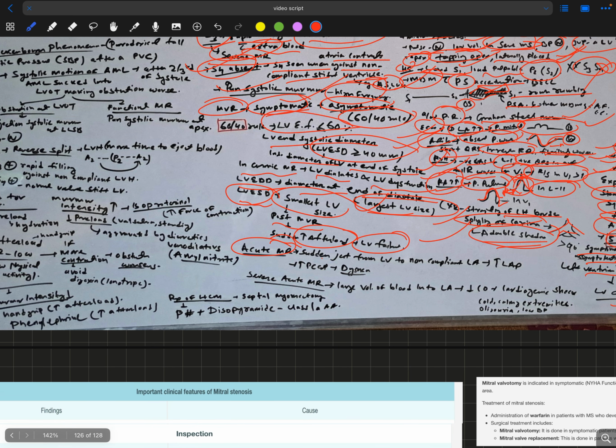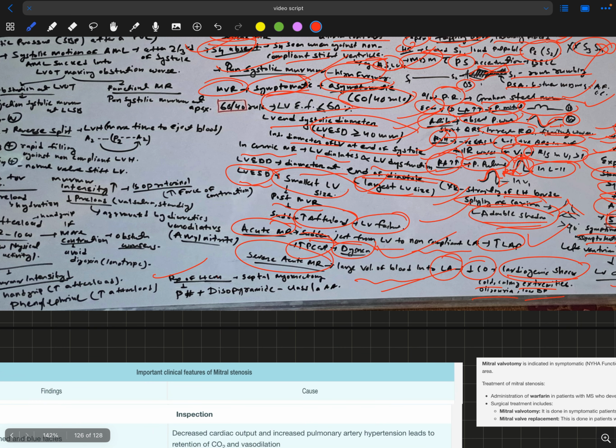In case of acute MR, there is a sudden jet from the LV into a non-compliant LA, which leads to an increase in LAP and pulmonary capillary pressure, which leads to dyspnea. In severe acute MR, increased volume overload into the LA leads to decreased cardiac output. Cardiogenic shock: cold clammy extremities, decreased urine output, low BP. These are the forward symptoms. Backward symptoms are dyspnea, and frank pulmonary edema can be there.